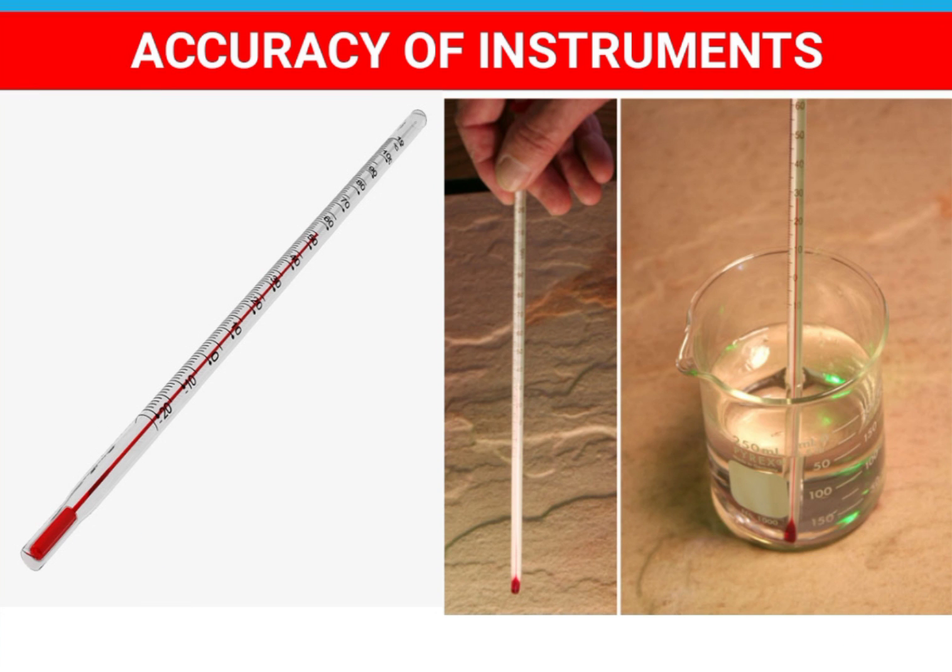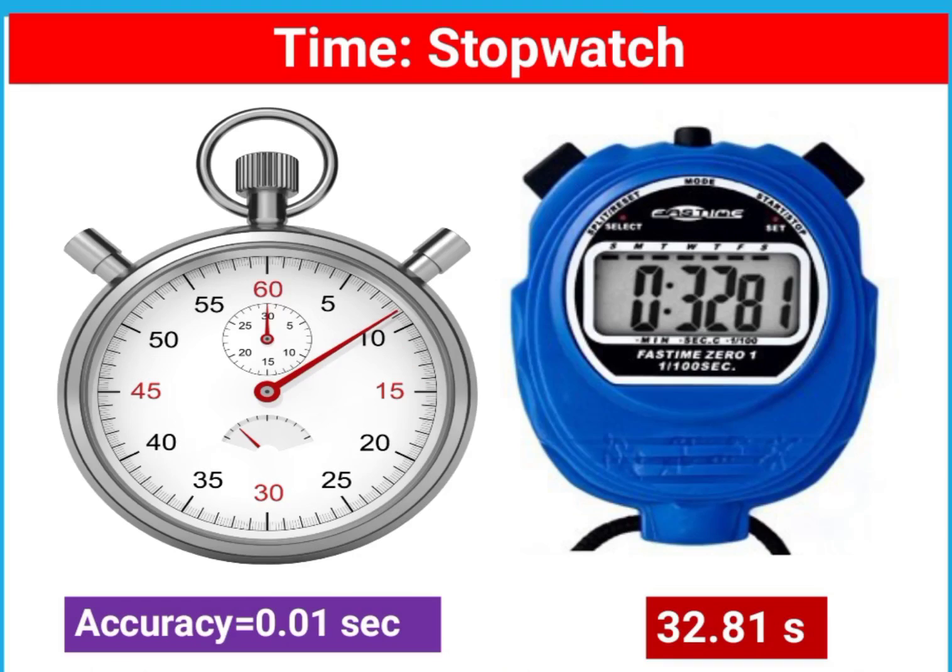When you use a thermometer, its accuracy is to a whole number. So we talk of 20 degrees, 30 degrees, etc. A stopwatch should be read to 2 decimal places. So we can see 03281. That should be read as 32.81 seconds. Therefore, we should not include the colons that appear on the stopwatch.